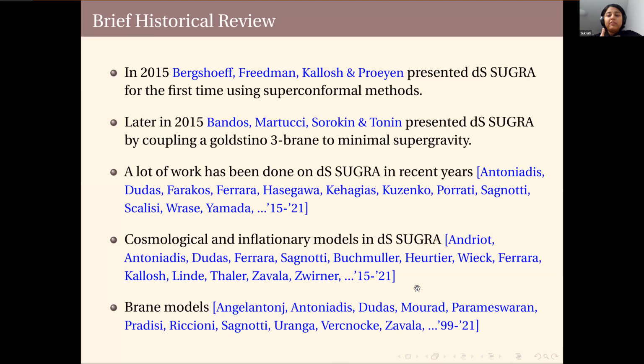Now, when we talk of de Sitter vacua in string theory, the first thing that comes to mind is the KKLT models, in which the key ingredient is the uplift from an AdS vacuum to a de Sitter vacuum by introducing an anti-D3 brane. In recent years, a lot of progress has been made in understanding the role of the brane in constructing these de Sitter vacua. So it has led to the construction of a lot of different brane models. And here are some of the people who have constructed these models.